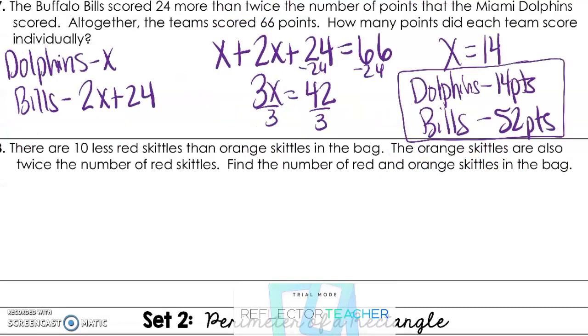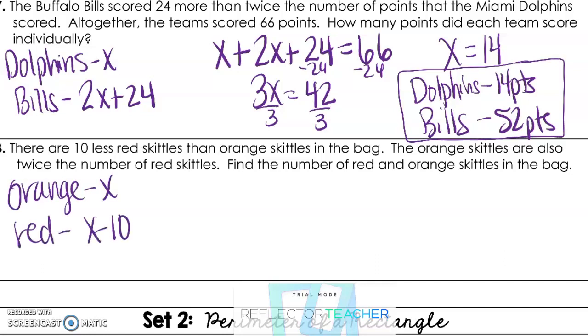Last one is pretty tricky, talking about red and orange Skittles. So 10 less red than orange. So orange needs to be your x. Red then is x minus 10. Now they're not giving us a total. It's saying the orange Skittles are also twice the number of red. So orange equals twice red.